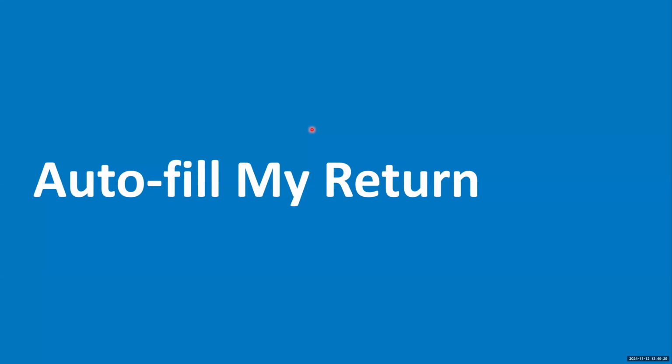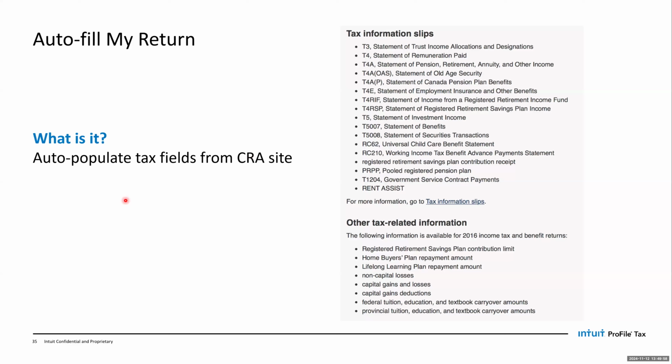But you know what's even better? Why don't you just let ProFile fill all of that information in, if you got authorized by your client? You could go to CRA's website and get all of this, because CRA should have a copy of the T4, the T3, and so on and so forth. Then you could use something called Autofill My Return. Autofill My Return is a way that ProFile can auto-populate all the tax fields directly from CRA's website.